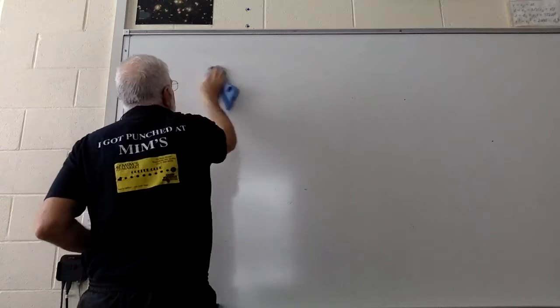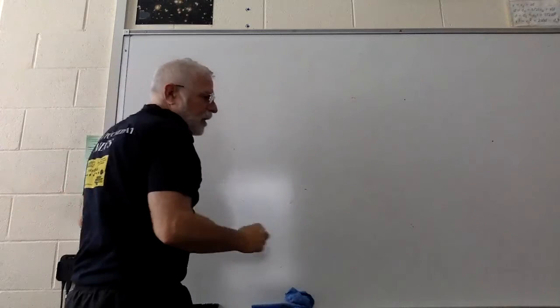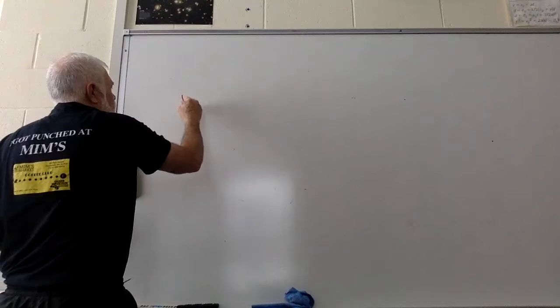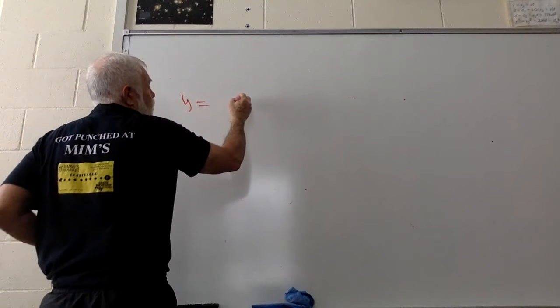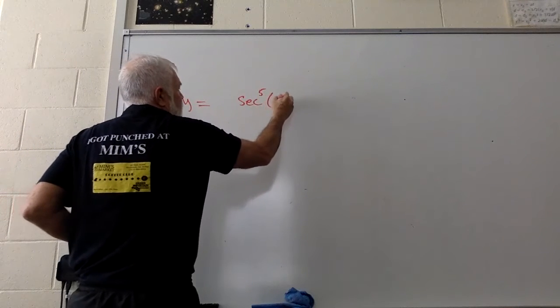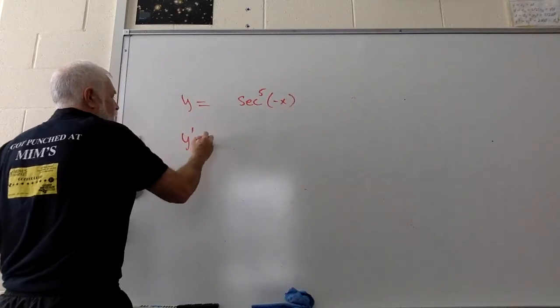All righty. So that's one problem. We're going to do 8 problems. So what's another one we can do? Something that maybe is troublesome. So y equals, how about we do the secant to the fifth of minus x, and let's find y prime.